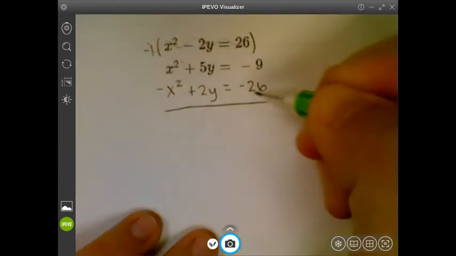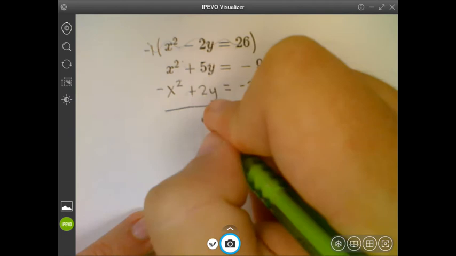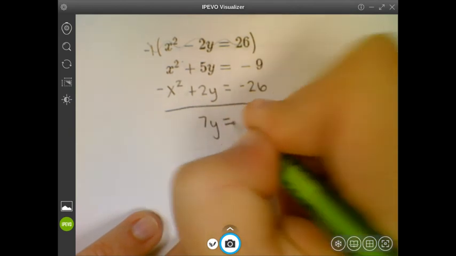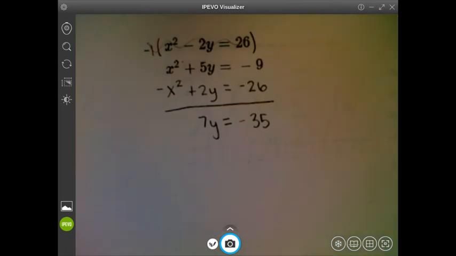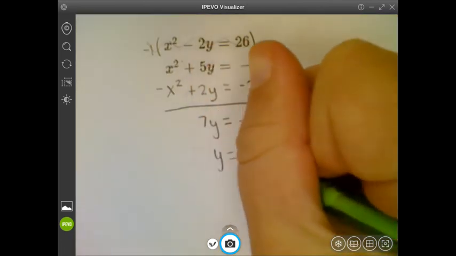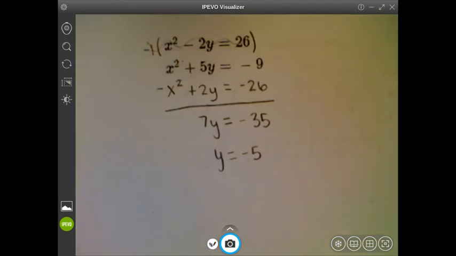All right, and adding those together, the x's are eliminated. We'll have 7y equals negative 35. Divide by 7, we have y equals negative 5. So we actually found that y value really quickly, didn't we?